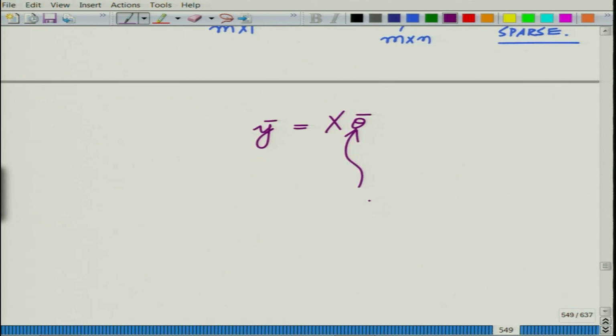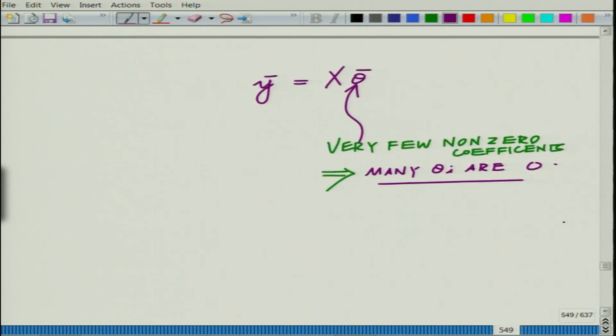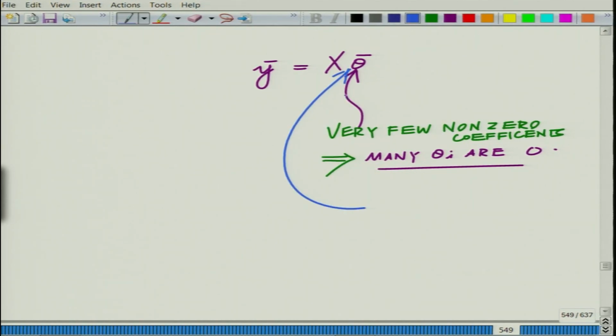As you already know, theta bar has very few non-zero coefficients, which implies many coefficients theta i are 0. And we have already seen an example. Such a theta bar is known as a sparse vector, okay.